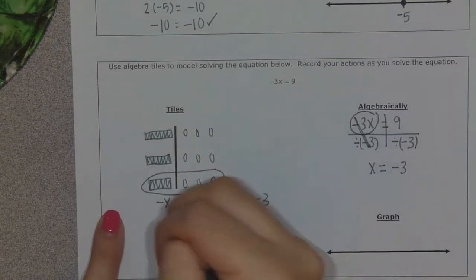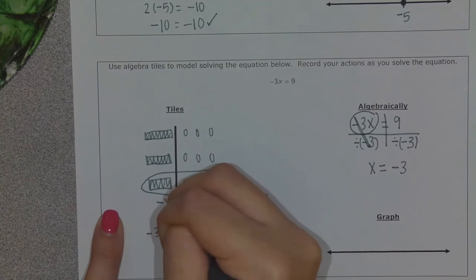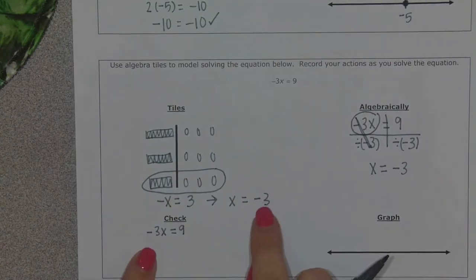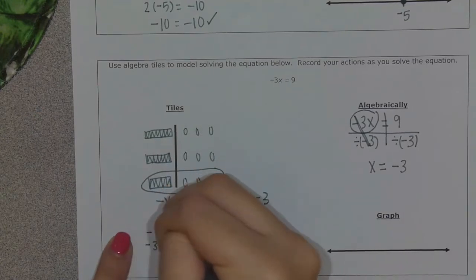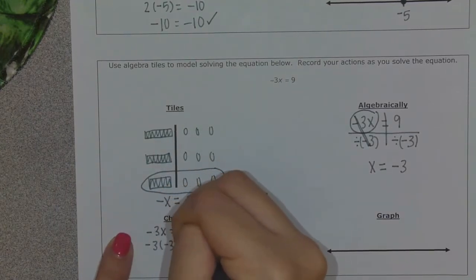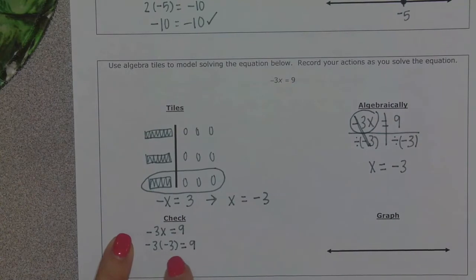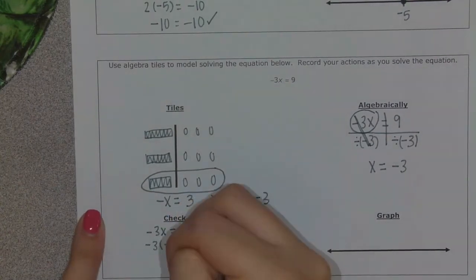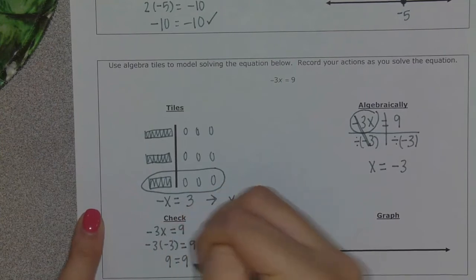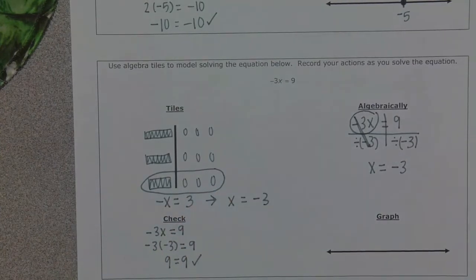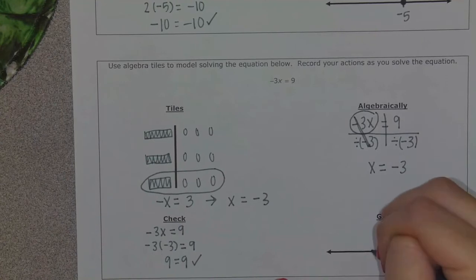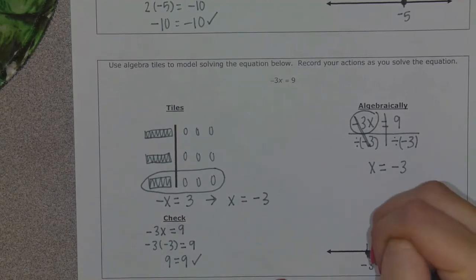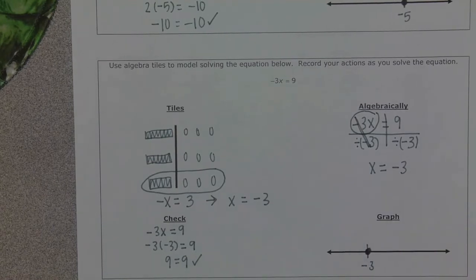So let's do our check. I'm going to rewrite my equation. -3x equals 9. I'm going to substitute in what I think x is. So -3 times -3. A negative times a negative will give me a positive. So -3 times -3 is 9 equals 9. Check, that is correct. And then on my graph, I'm going to put just a line. I'm going to call it -3, and it gets a nice closed dot.